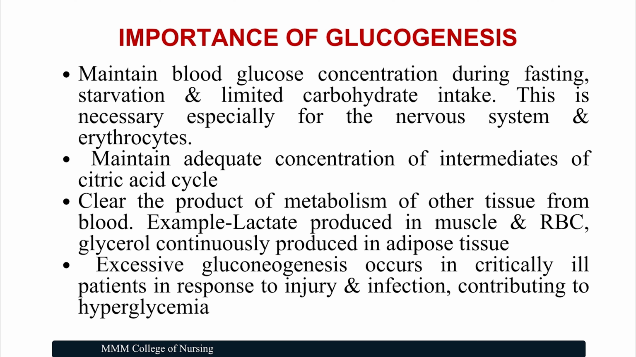And the fourth reason, and this is a clinical point worth remembering, excessive activity of this pathway can occur in critically ill patients who are responding to injury or infection. In those situations, the pathway which feeds into glycogen synthesis is highly active, and this can contribute to hyperglycemia in those patients. So as nurses, understanding this helps us monitor blood sugar in ICU and critically ill patients.